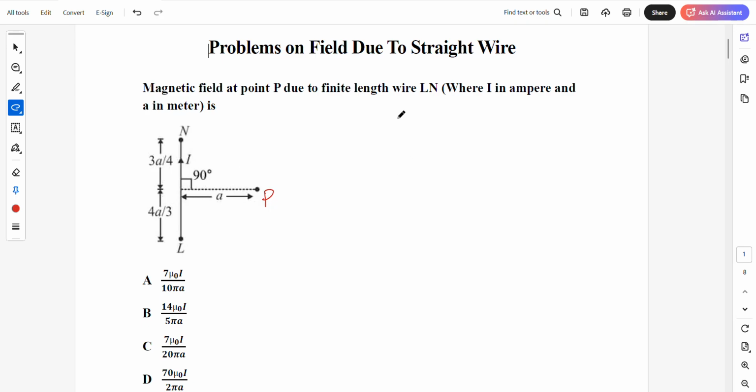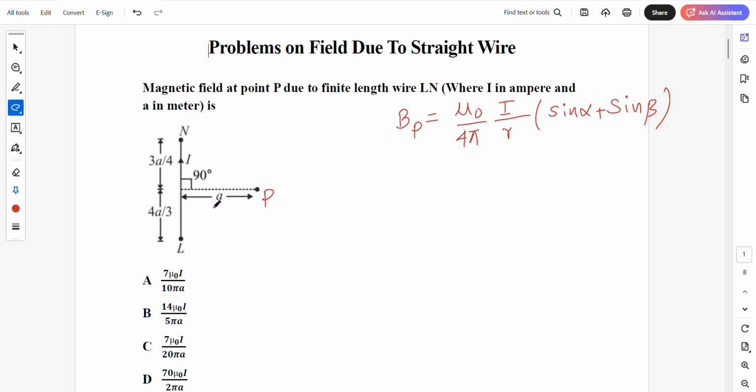Okay, we have the formula. What is the formula for finding the magnetic field due to a straight current carrying conductor of finite length? It is given by mu naught by 4 pi into I divided by perpendicular distance, let us say R, into sine of alpha plus sine of beta, where R is the perpendicular distance from point P to the straight current carrying conductor. Okay, in general.